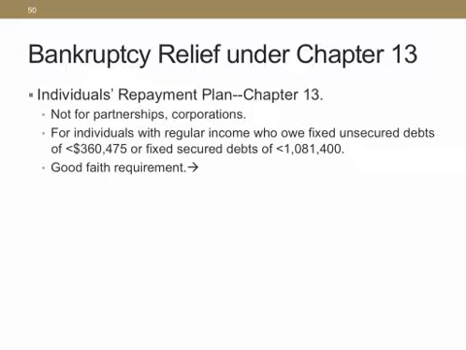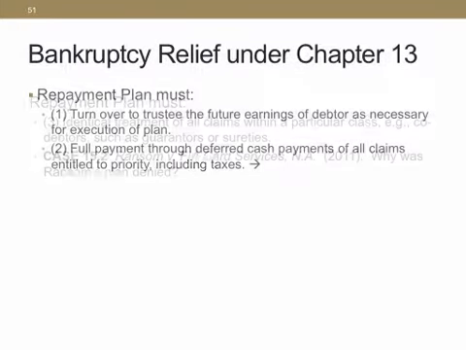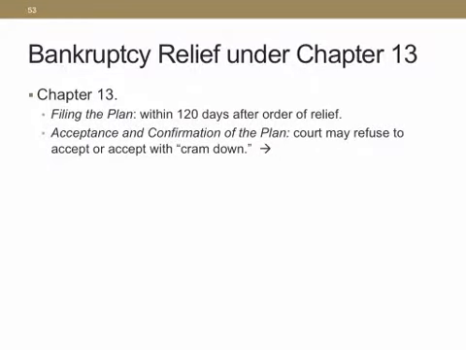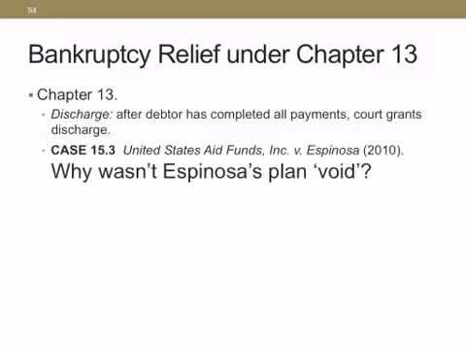And also an individual repayment plan under Chapter 13. This isn't for partnerships or corporations, and the statute gives specific income amounts. There is a good faith requirement. Chapter 13, the filing of the plans within 120 days after the order for relief. Some of this is the same across different chapters. Case 15.3 gives you a good example of Chapter 13 and discharge.